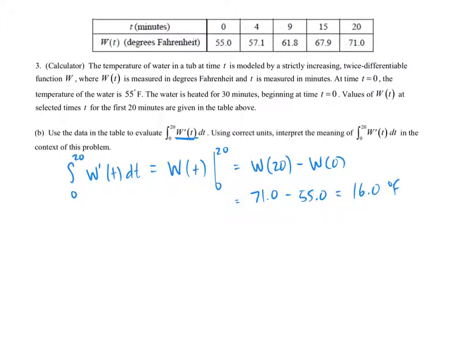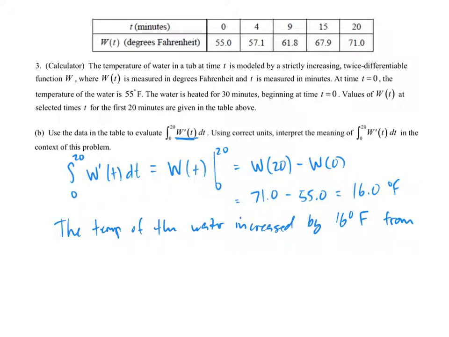Now, in the context of this problem, the meaning of this integral is the change in the temperature. Remember, if I have a rate and I integrate that rate, that's going to give me the change in the amount of that quantity. And so what we can say about this answer is that the temperature of the water increased because the answer was positive, so I can say it increased by 16 degrees Fahrenheit, and I want to mention something about the time interval. So I'm going to say from t equals 0 until t is equal to 20 minutes.